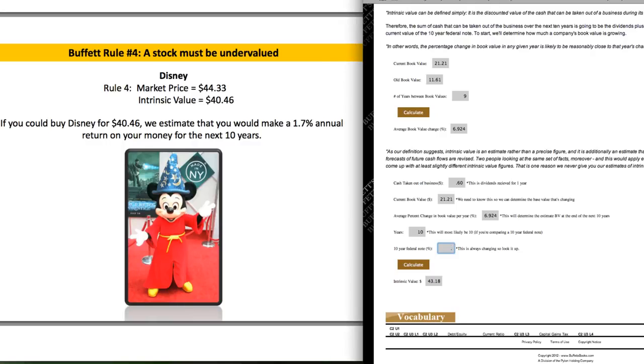So let's go down to 0.8%. Okay, and there you go. We're getting pretty close to the value that it's trading at. So if you would buy Walt Disney at $44.33, you could expect to get 0.8% return on your money over the next 10 years. So that's not very good. And you can see that this company is trading for an enormous premium right now, way higher than I would ever buy it at. And so this gives you a real good idea of how you're doing that.